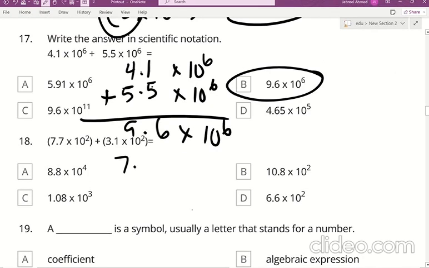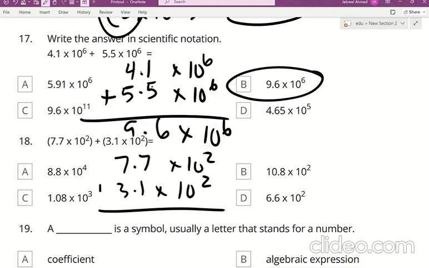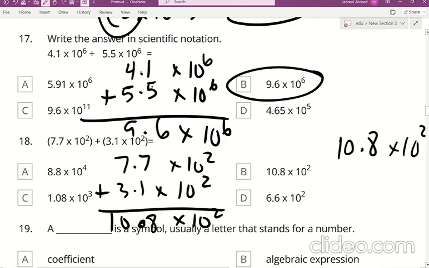This one, same thing. 7.7 times 10 to the 2nd power and 3.1 times 10 to the 2nd power. I add these together. These are like terms, so they're the same. 7 plus 1 is 8. 7 plus 3 is 10. So here I have a little problem. My answer is 10.8 times 10 to the 2nd power.